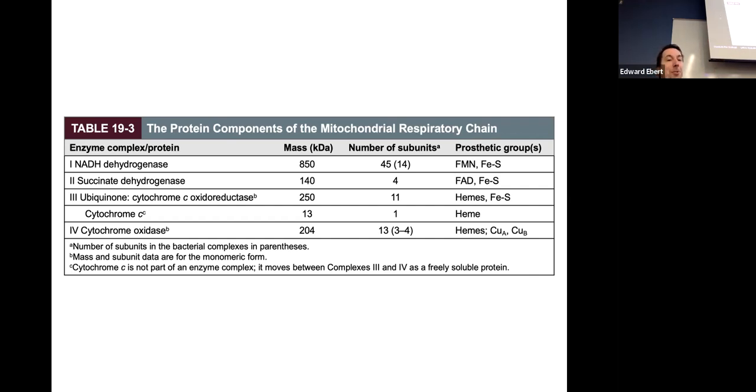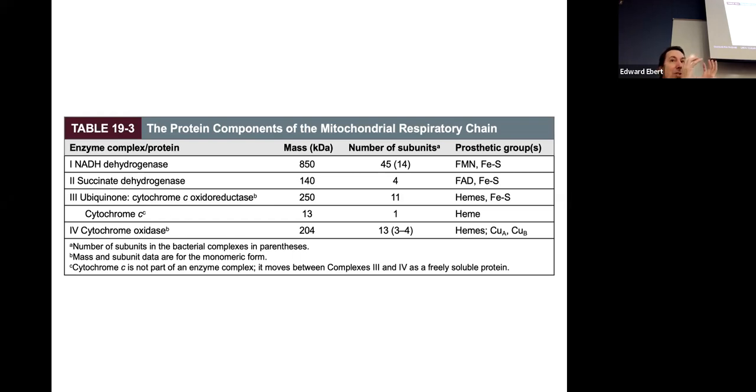Complex 3 is also known as ubiquinone cytochrome C oxidoreductase, or the BC1 complex. It's a mouthful, no wonder we call it complex 3, but basically 1 and 2 both separately feed into 3. So you can go 1, 3, 4 or 2, 3, 4. They both get electrons to complex 3, which pumps protons across the membrane, but it sends those electrons to cytochrome C, which isn't its own complex. It's kind of loosely associated with complex 3.